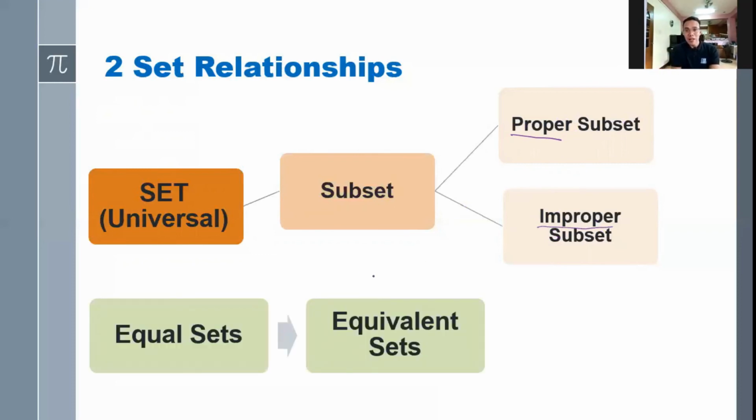And another thing is equal sets are always equivalent sets. If two sets are equal, then it follows that they are also equivalent, but not the other way around. Equivalent sets are not always equal sets.